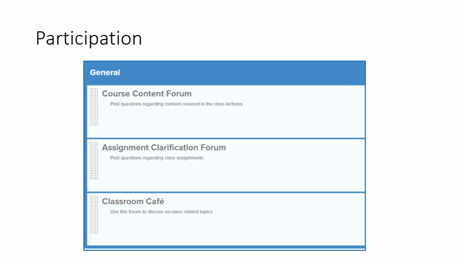To help facilitate discussion, we have 3 forums that you can use. There's a course content forum for anything related to lecture materials. There's an assignment clarification forum where you can ask questions related to assignments. And finally, there's a classroom cafe where you can talk about anything else.